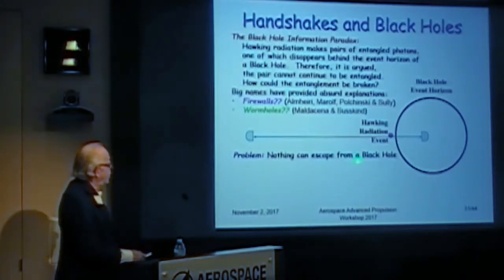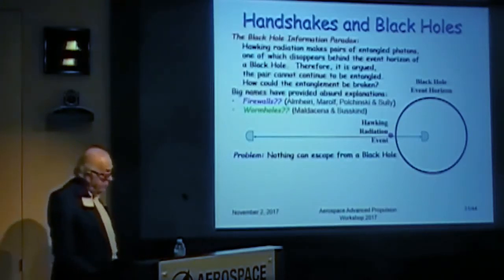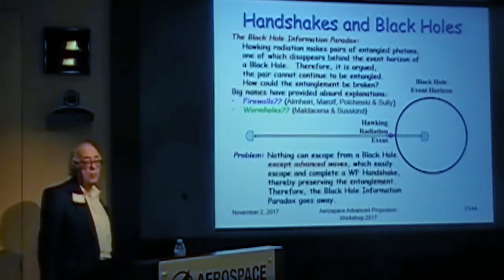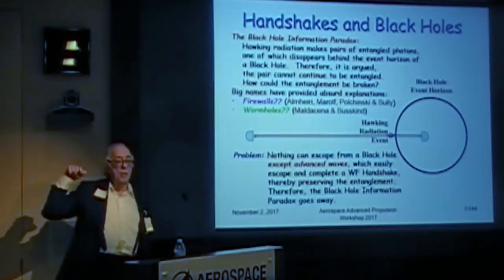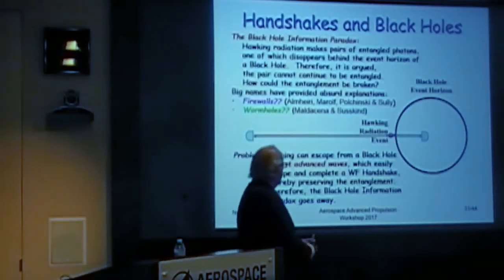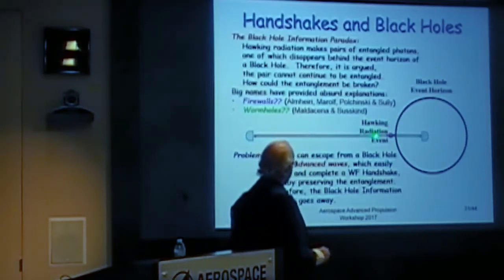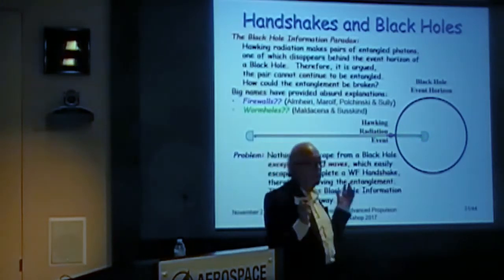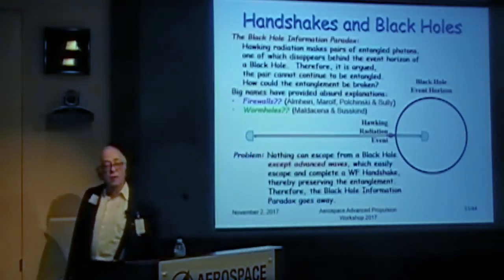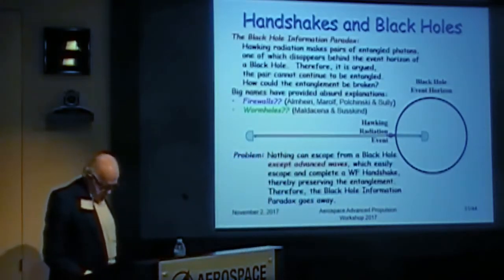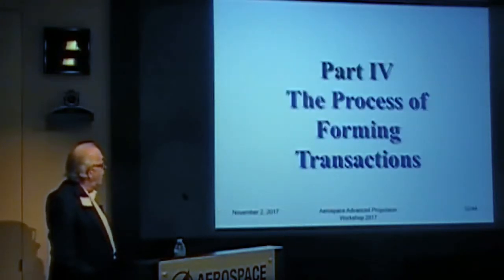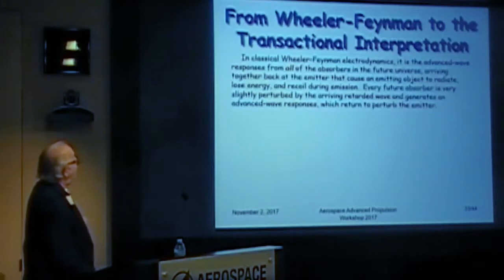The problem is that nothing can escape from a black hole, with one exception, and that is that advanced waves have no problems getting out of a black hole because they just retrace the path of the object that went in. And so if you apply the transactional interpretation to this problem, it goes away basically, because the photon that goes through the event horizon and ends up inside can produce an advanced wave that comes right back out through the same path, shakes hands, and the entanglement's preserved, and so the black hole information problem goes away. Okay, I'm going to stop there and talk about how transactions actually form.